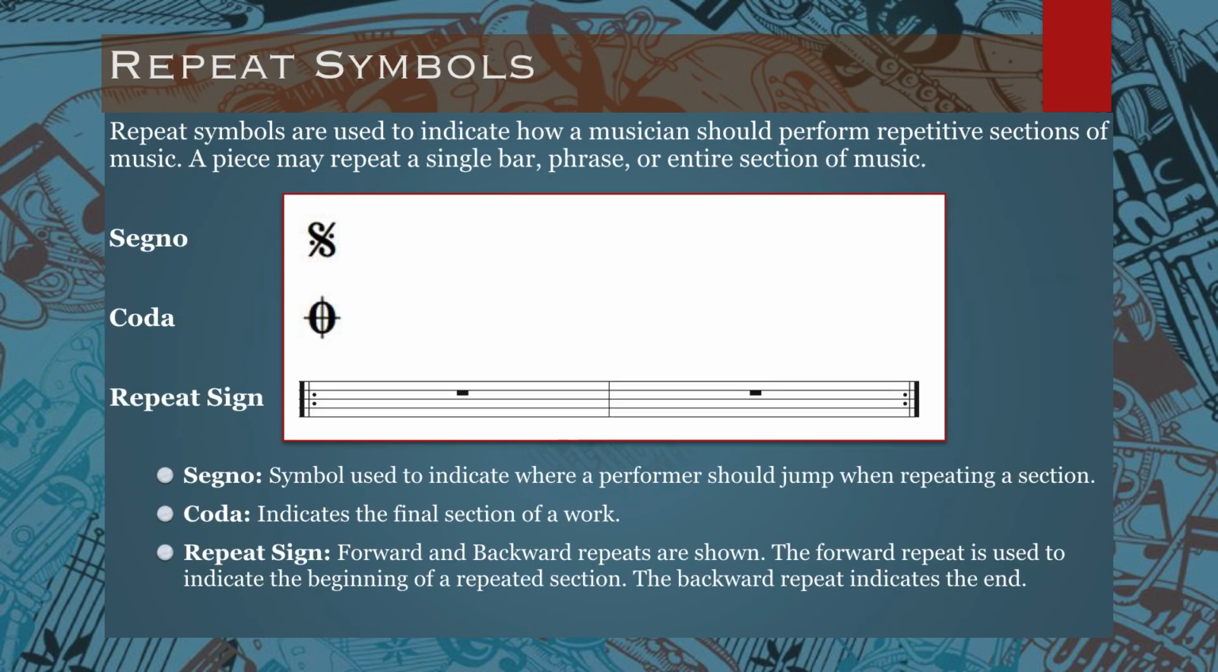Alright, so now we're going to talk about repeat symbols. Repeat symbols are used to indicate how a musician should perform repetitive sections of music. A piece may repeat a single bar, phrase, or entire section of music.